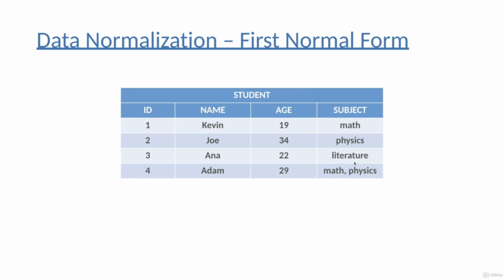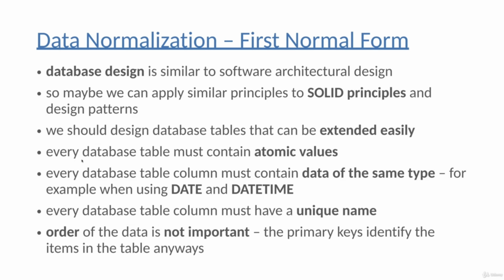So what can be the solution? For example, we can create another database table for the subjects and we can reference the given subjects based on foreign keys. Okay, so this is the first criteria. Every database table must contain atomic values. Then every database table column must contain data of the same type.